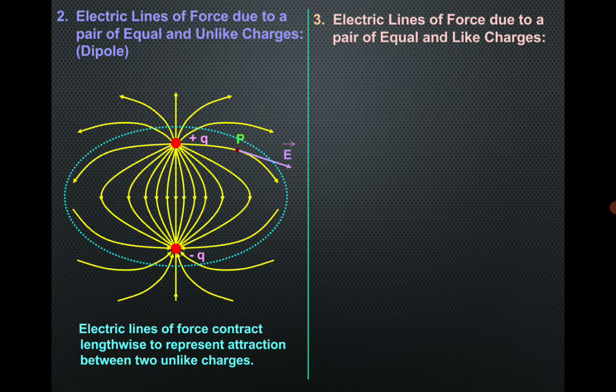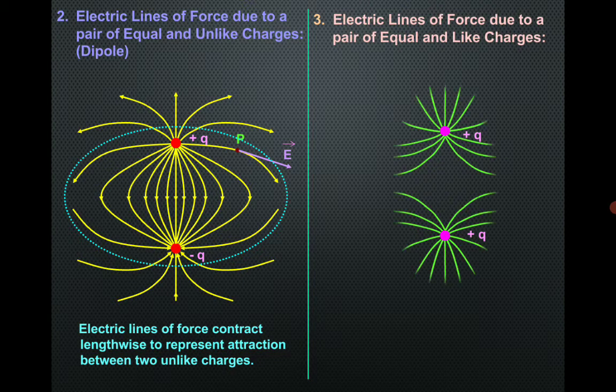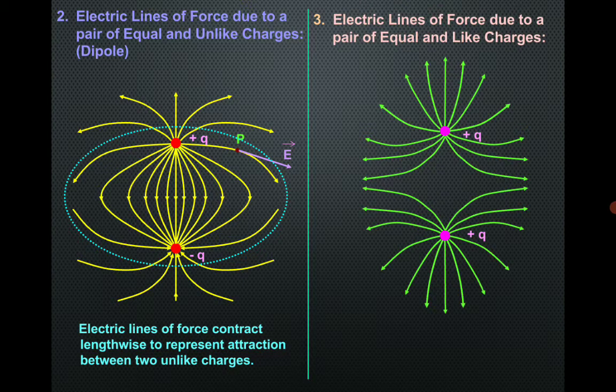Next, electric lines of force due to a pair of equal and like charges. If the charges are same, it means both are positive or both are negative. So the pattern we are going to draw. You can see these two charges are positive charges. You can see this is the pattern of electric field lines.